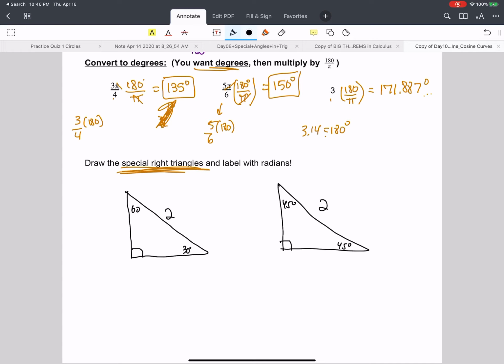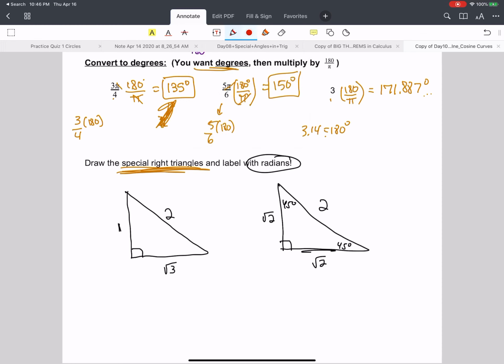And then what's next to 30? Rad 3. What's opposite that 30? 1. Here, what are these two? These same ones. If you've been paying attention, you would know those are both rad 2. But wait a minute, I said to do it with radians. Oh, duh. That means I'm going to have to erase this. Not 30 degrees, not 60 degrees. I want to write that as radians.